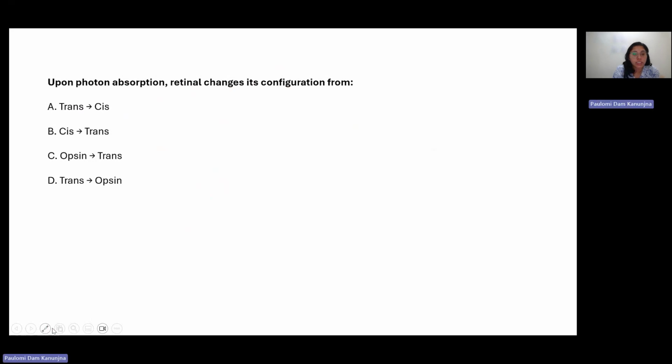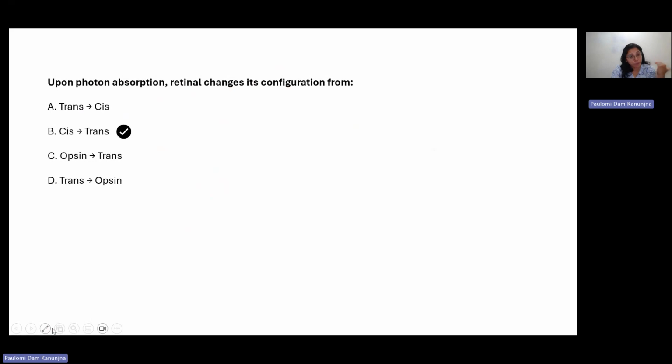So we know that the change is cis to trans. In the retinal, the rhodopsin consists of, like I said, rhodopsin. The name suggests rhodopsin because it's an opsin present in rods, right? So the opsin has a retinal. That retinal is in cis position.